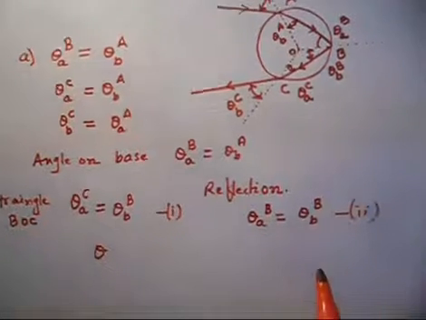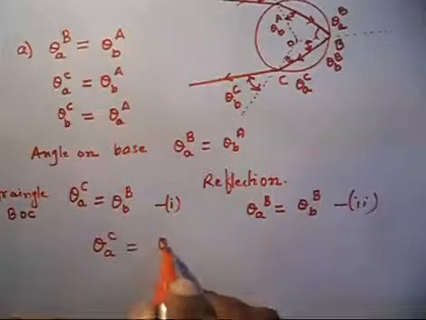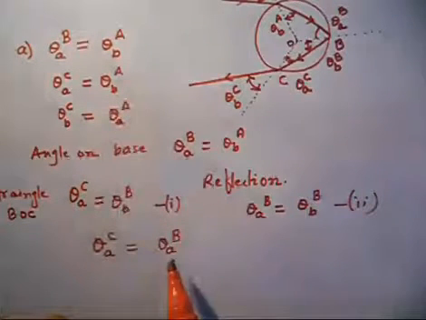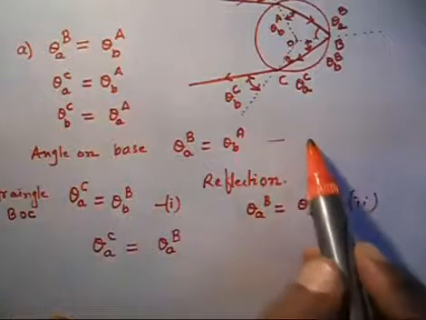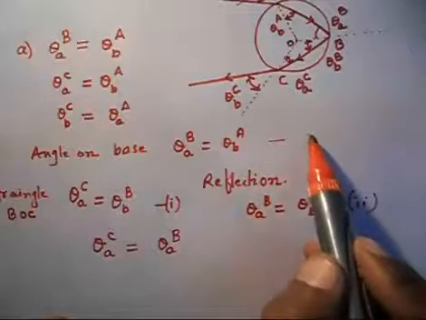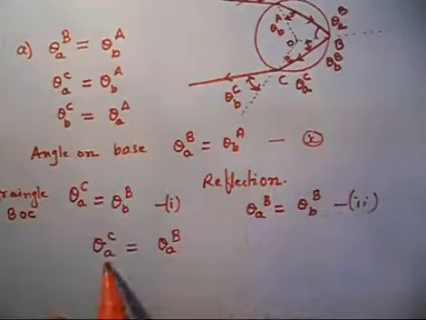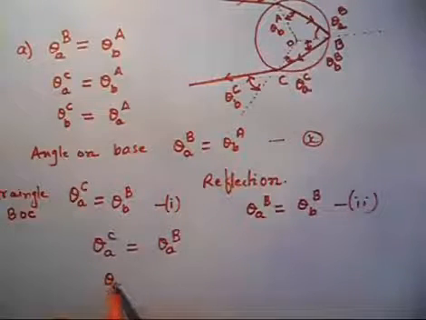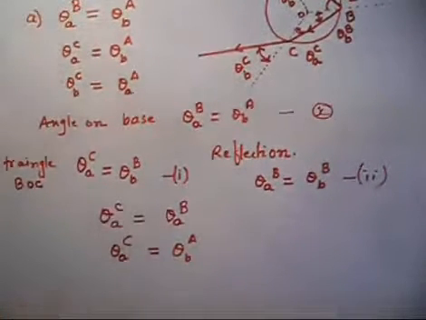If I combine equation 1 and equation 2, I can write theta A at C is the same as theta A at B. Now I have to write theta B at A. If I combine again, let us say this is equation X. Using equation X, theta AB is the same as theta BA, so this is again theta AC is the same as theta B at A. So now we have proved the second result.